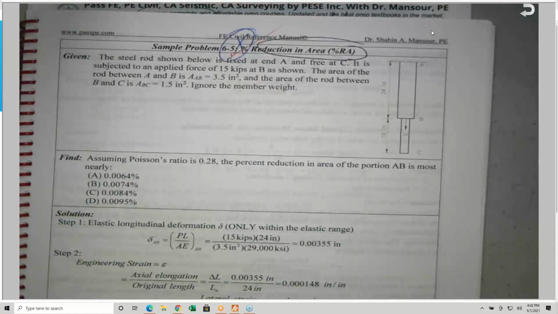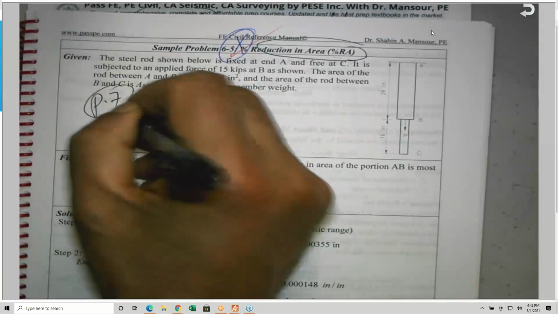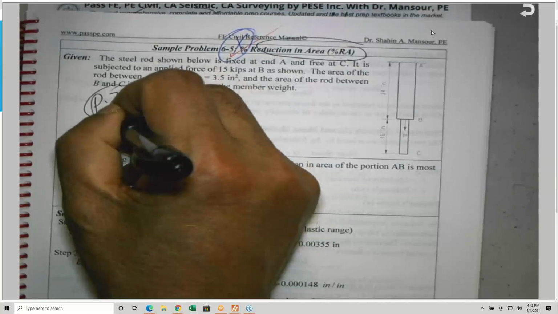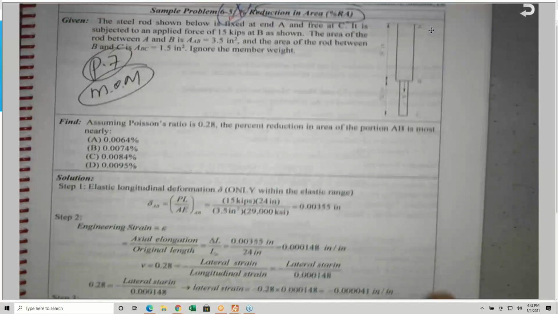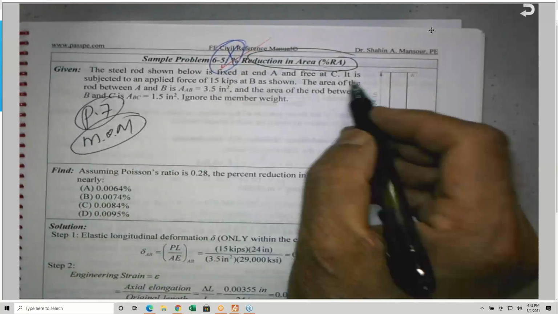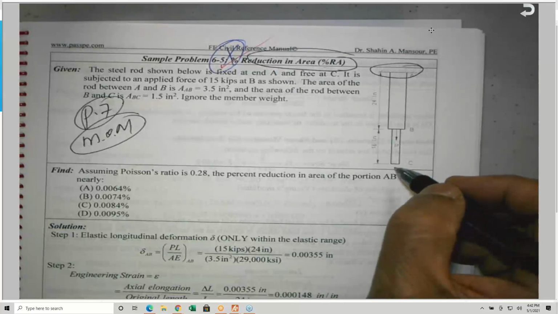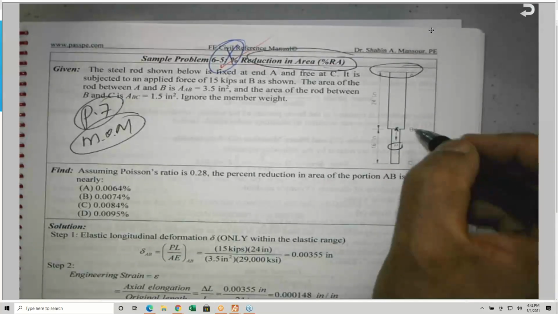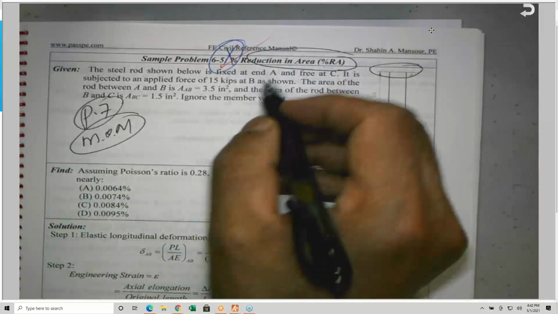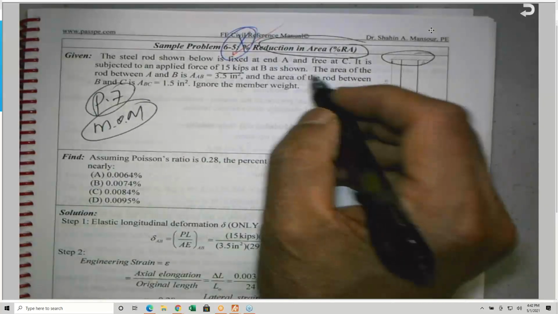So I am on page 7 of the Mechanics of Materials handout, or chapter, the one I sent to you. He gave you a steel rod shown fixed at this end and free at the other end. There is a load P acting at point B, and the force that is applied is 15 kips.